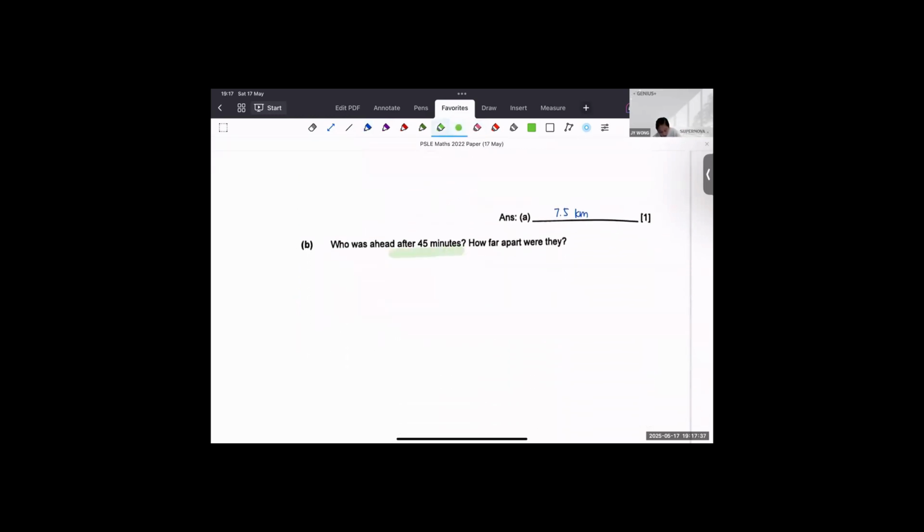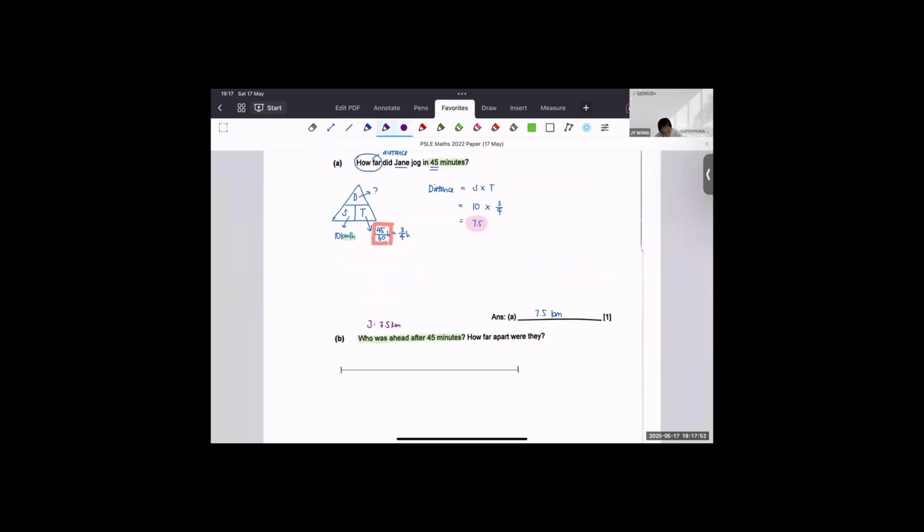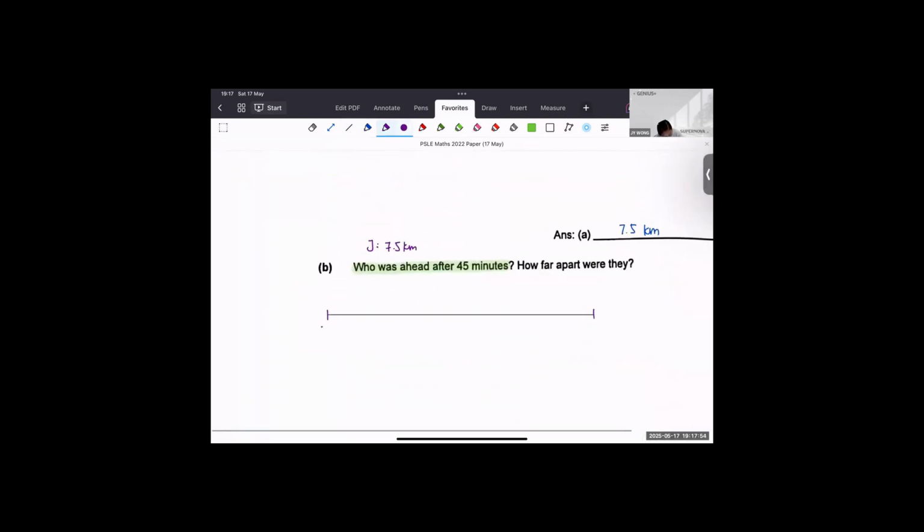Who was ahead after 45 minutes? Then you need to investigate. We already know Jane was 7.5 kilometers. So what I will do, I'll put a distance timeline. What did they say? Jane started jogging from her home. This is Jane. Linda was already 1.2 kilometers ahead of her. So this is the 1.2 kilometers ahead of her. What you want to know is how far apart were they, right? Who was ahead first? Let's find out who was ahead.